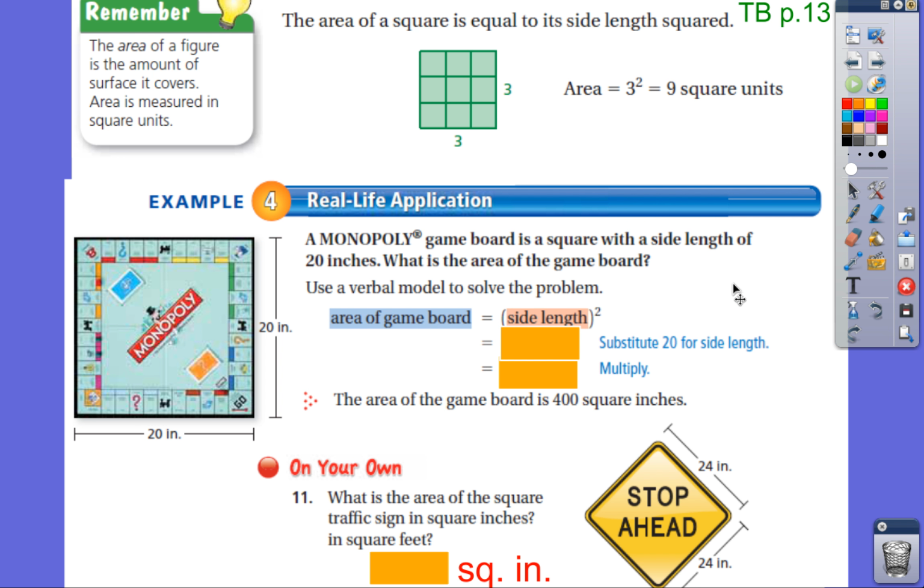It says a Monopoly game board is a square with a side length of 20 inches. What is the area? So if we know that one side is 20 inches, I just need to take the side length and square it. So 20 to the second power means 20 times 20, and I get the answer of 400. Okay, let's do this on your own problem together. We have a stop ahead sign, and it is a square that is 24 by 24. If I multiply 24 times 24, I'm going to get the answer of 576 inches squared.